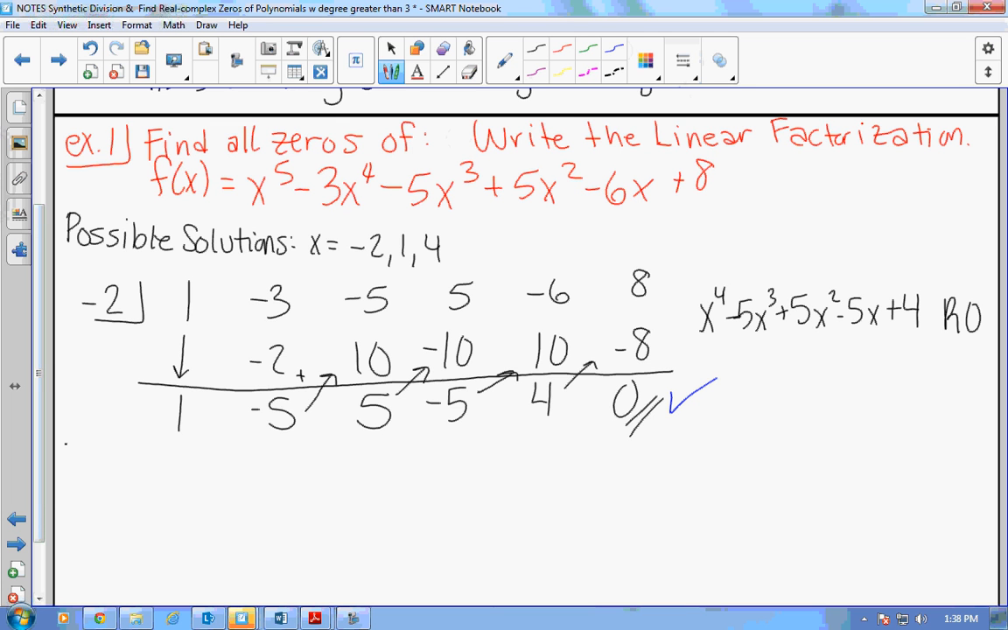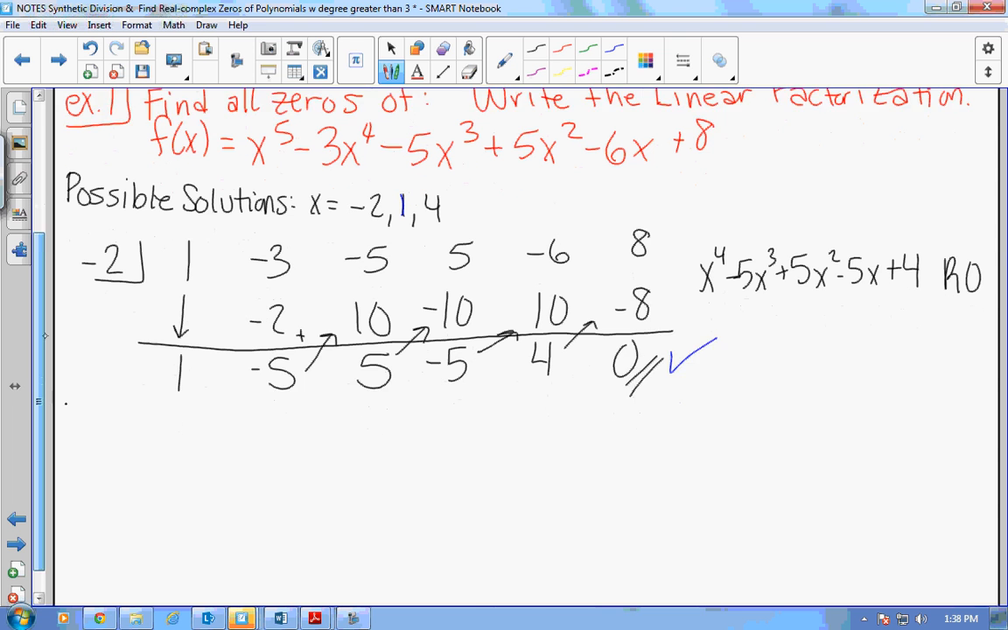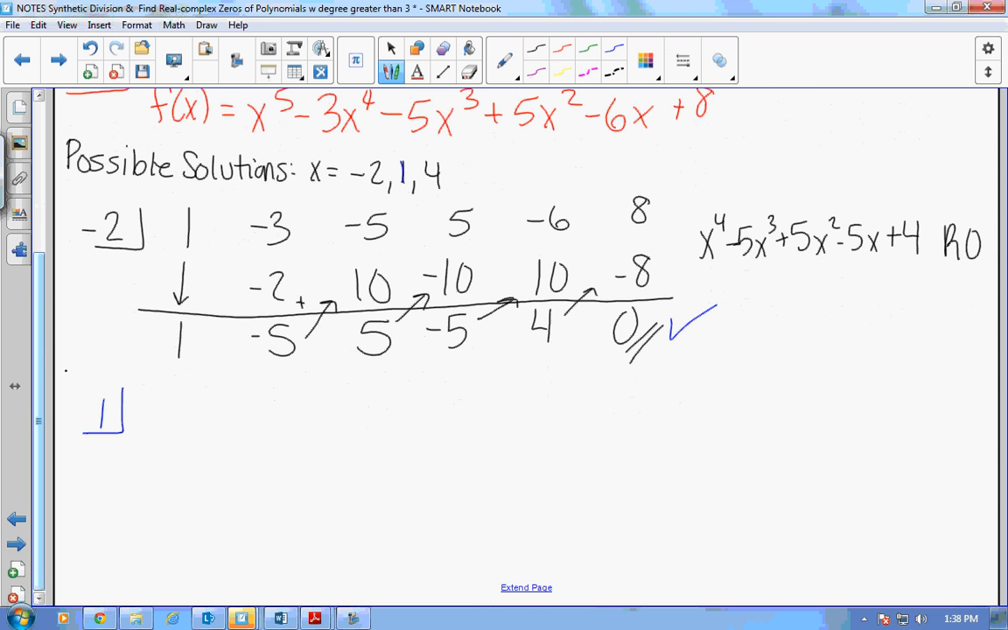Now you don't have to use the 5th degree. You've made it to the 4th degree. You can use a smaller polynomial. I'm going to plug in our next possible solution, 1. I'm going to do synthetic division again. You can do the 5th degree if you want. It's just more work. We have a simplified form right here.